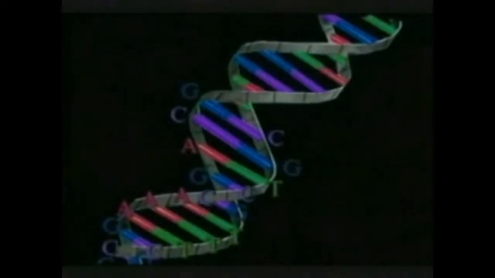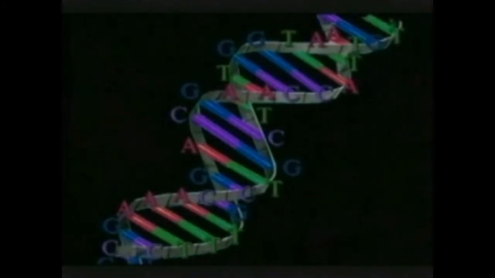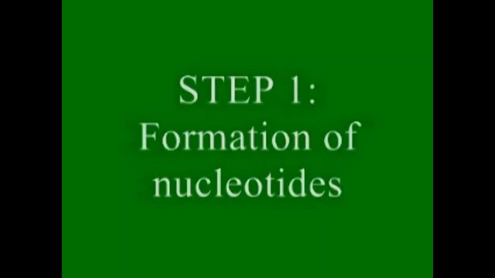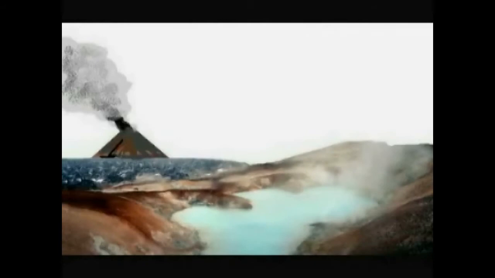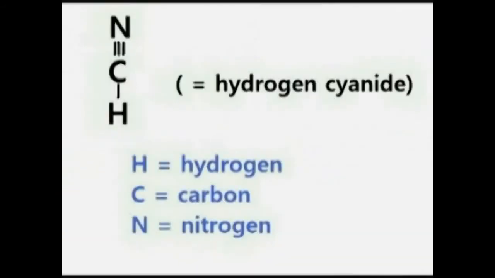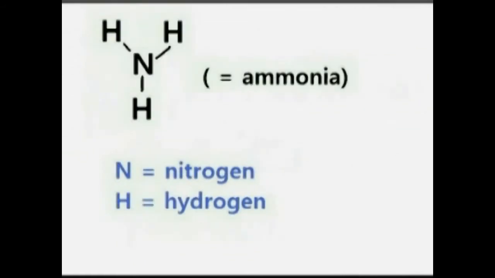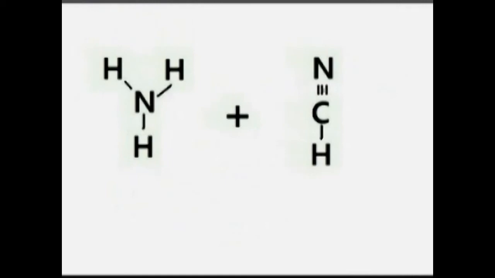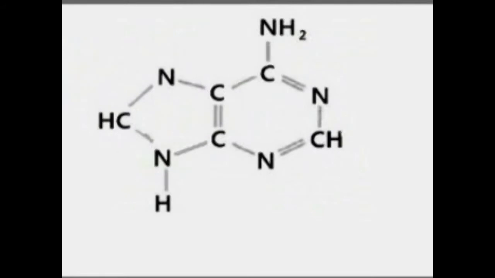DNA is a long-chain molecule made from just 4 different types of nucleotide. So the first question is, where did the nucleotides come from? In 1961, a researcher called Juan Oro left hydrogen cyanide and ammonia to stew in an aqueous solution in his laboratory under conditions very similar to those that prevailed on the primordial Earth. Left alone, the solution produced adenine, one of the 4 nucleotide bases that make up DNA.